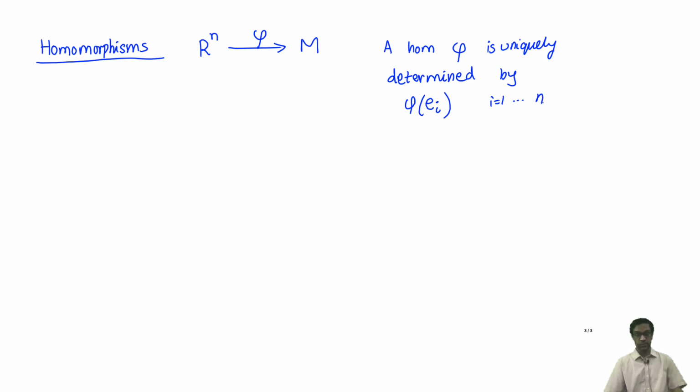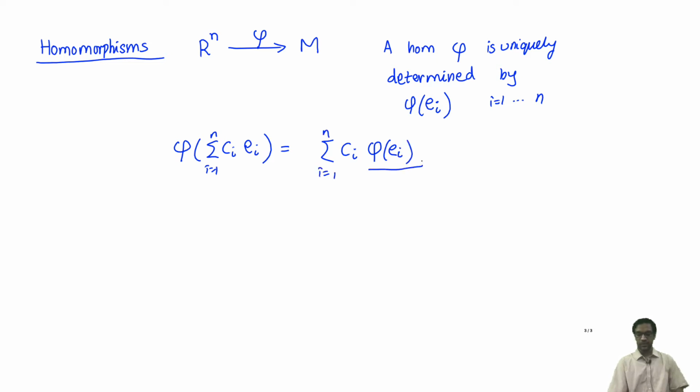Why is that? Because once you know it on the basis, on any other element you will just use the fact that that element can be written as summation ci ei, and therefore the property of homomorphism says I can pull all the ci's out and write it as a linear combination. This is just by the definition of a homomorphism, and since I have stipulated these values, which are some elements of M, summation ci times those elements is some well defined element of M. So this is how you would define the homomorphism.